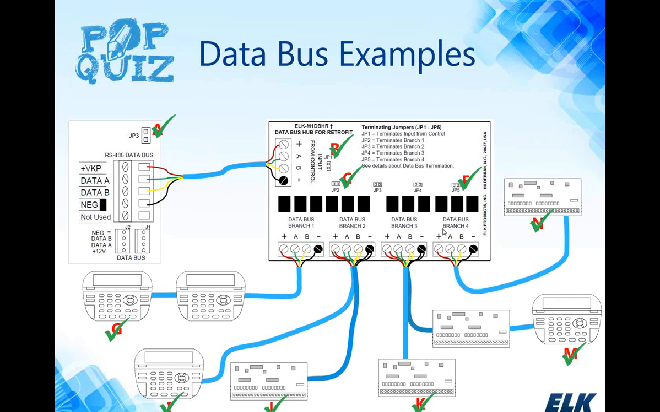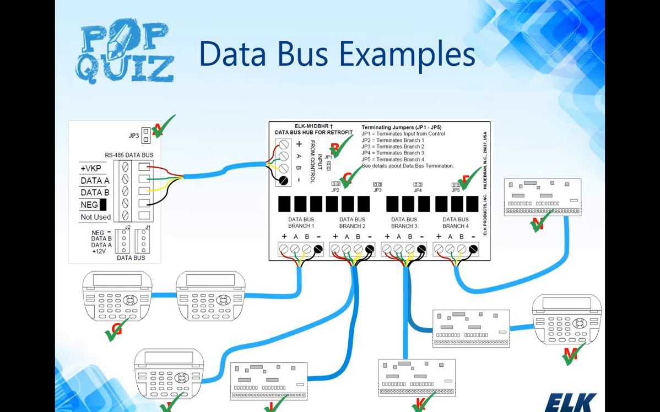On branch 4, we have just a single home run coming off the branch to a device. The device gets terminated, and the retrofit hub gets terminated. So if you got all those, very good.